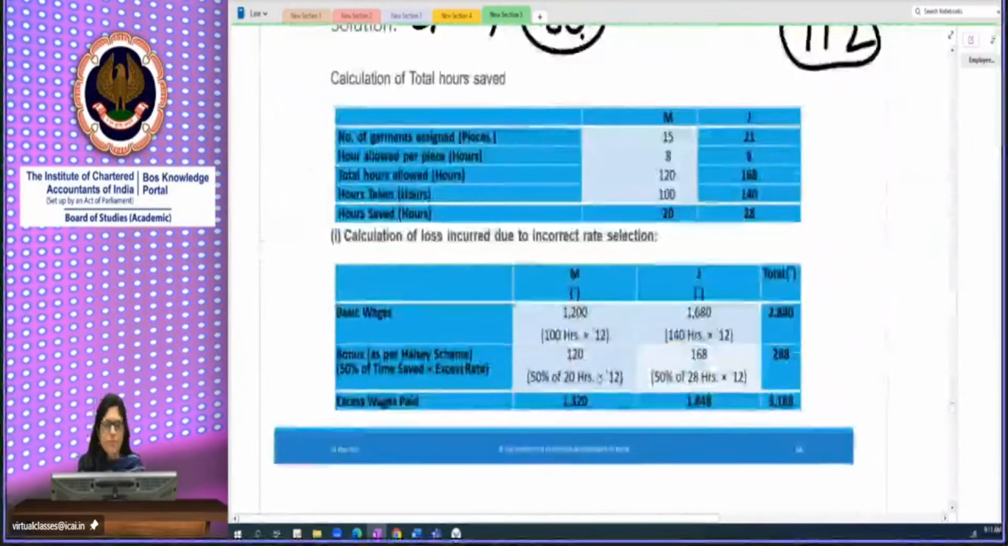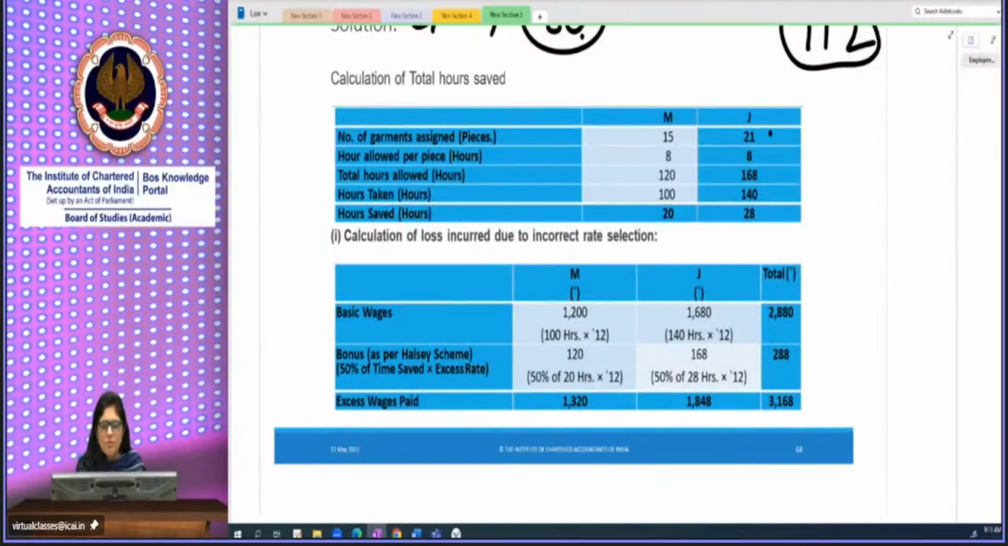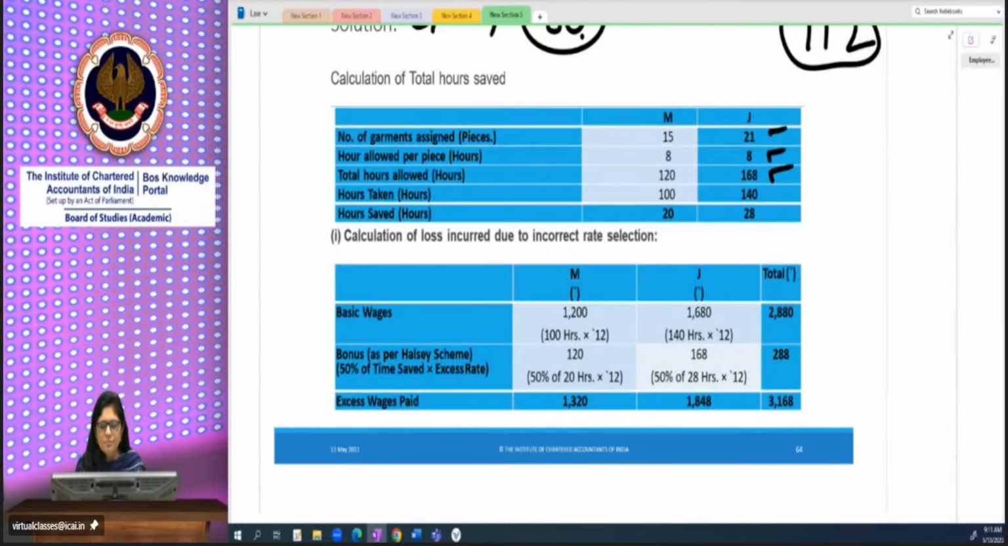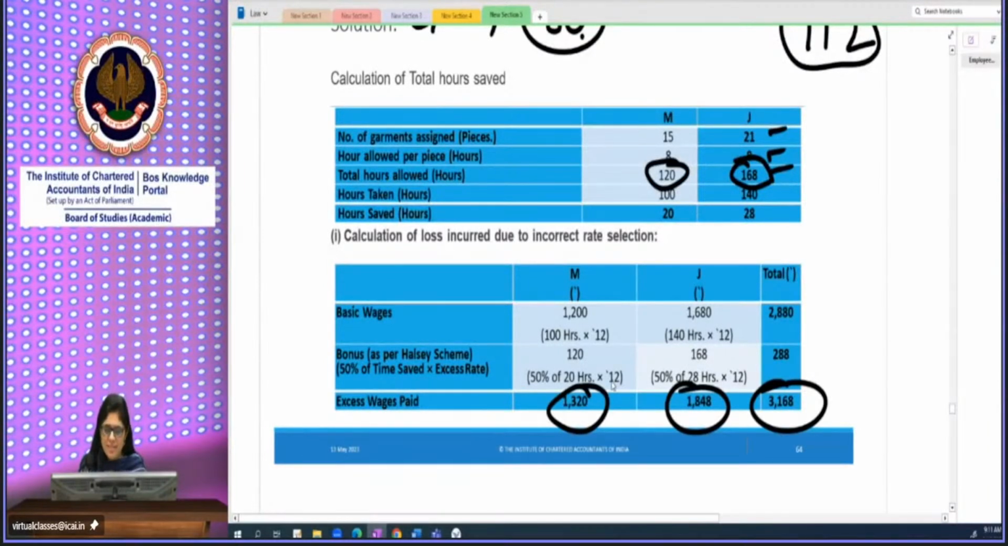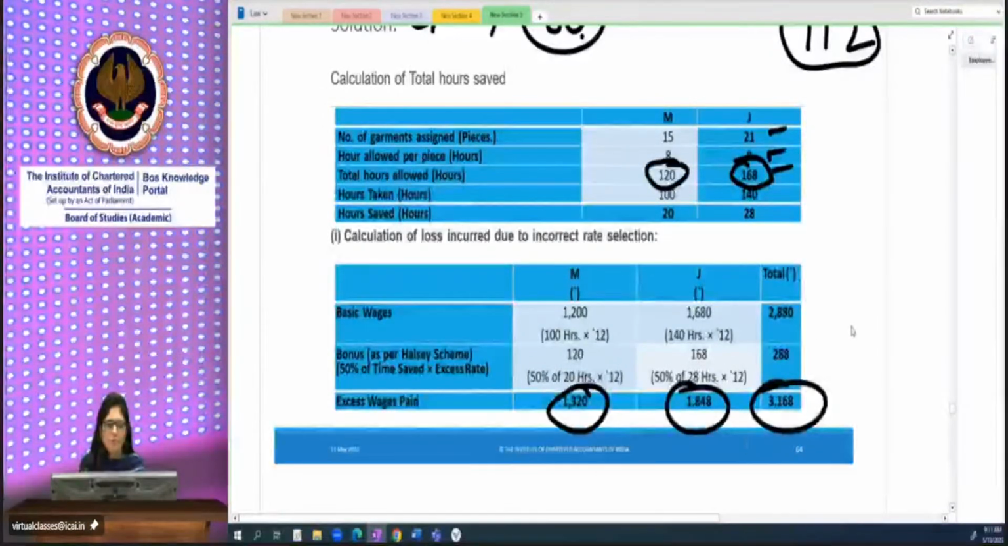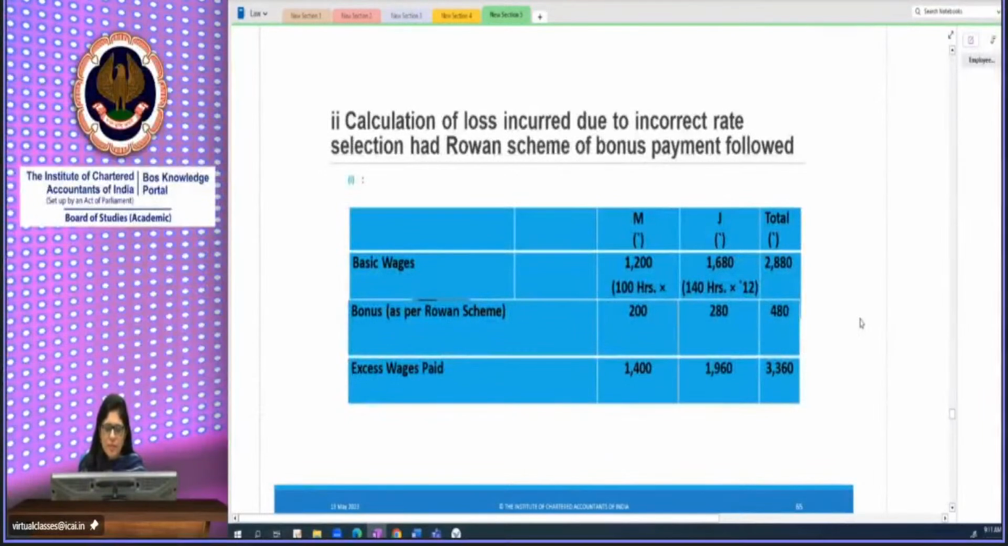Okay, so we have the solution also. You can see the presentation. So this is the number of garments allowed per hour, total hours. Okay, 15 into 8 and 21 into 8. So this is as per Halsey. This is the total loss under Halsey we have done. Okay, moving further under Rowan. This is the total excess wage paid under the Rowan scheme.